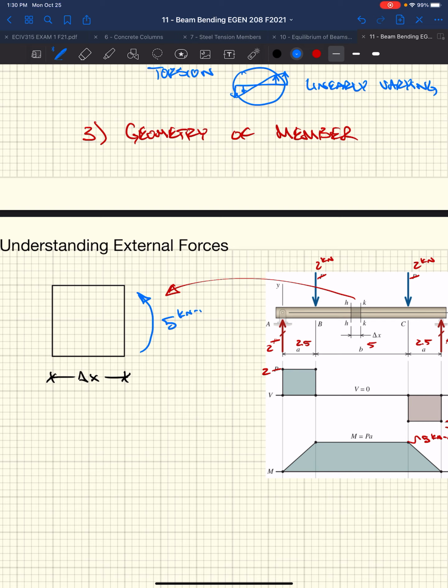And it always runs through the centroid of our cross section. You guys remember that from 203, right?